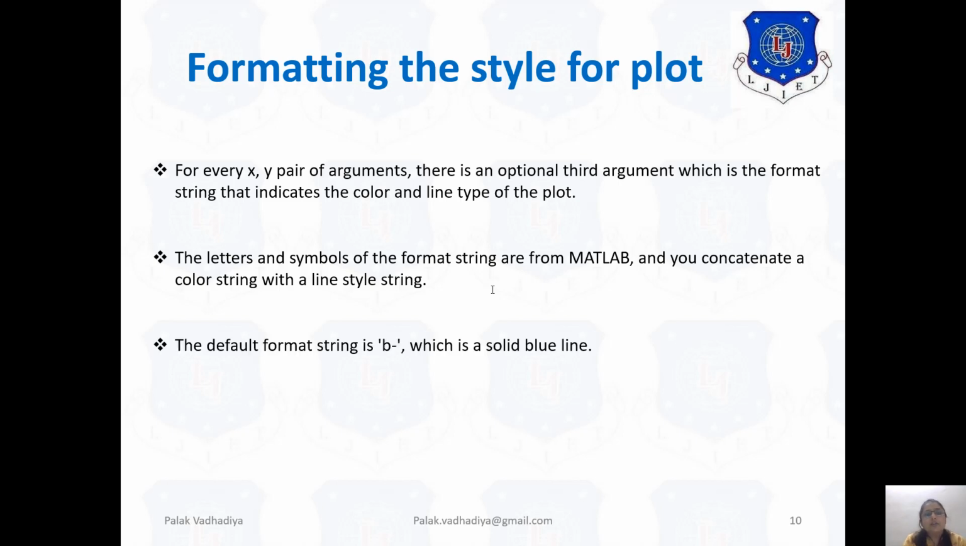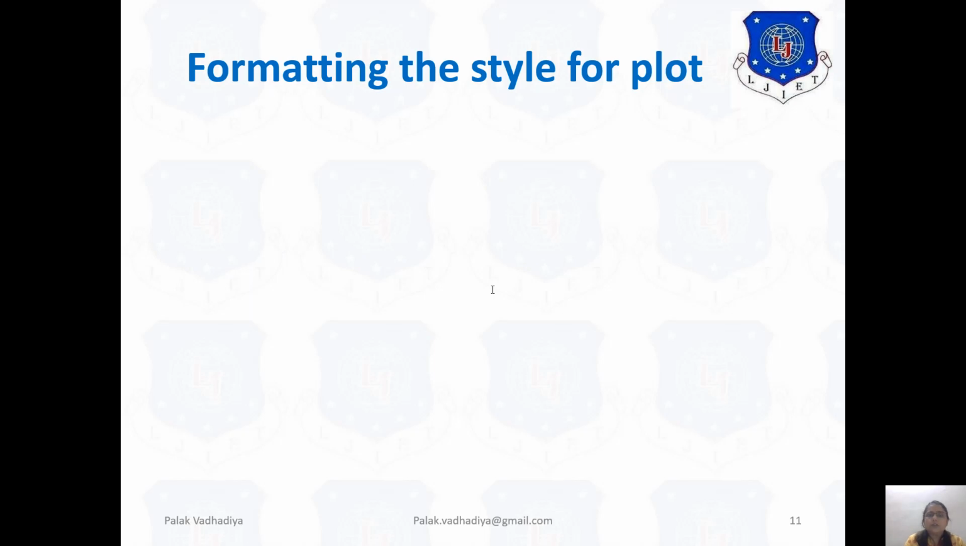And the default format string is what? It's a B, and then a single dash, which is a solid blue line. If you are not specifying the third argument in our plot command, then by default it will take the blue line and dash. That indicates what? It's a solid line.